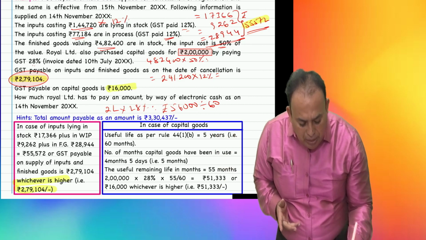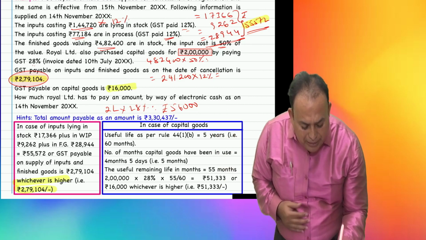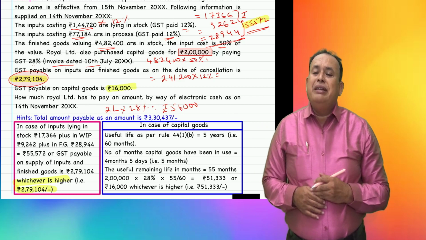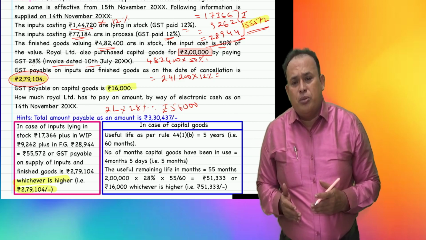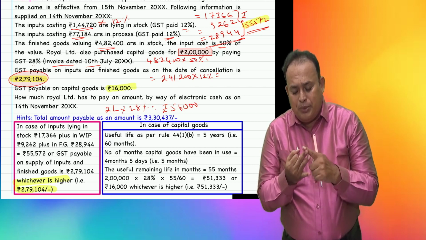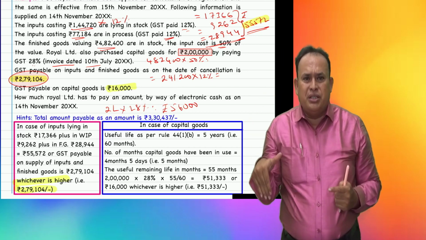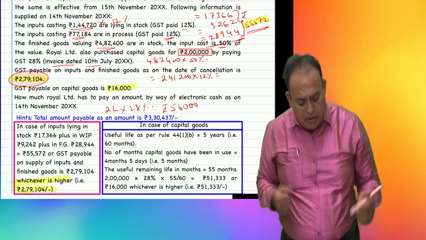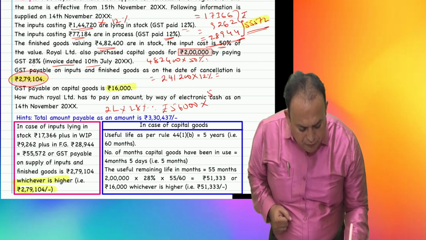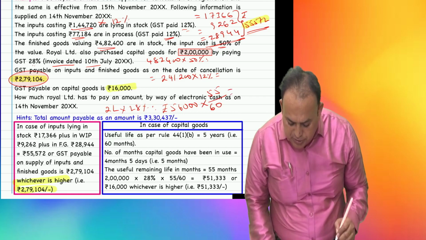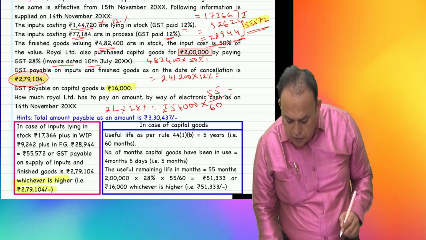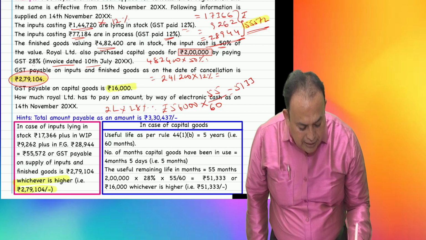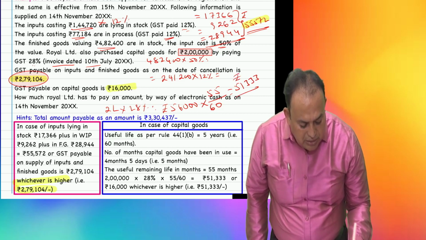Before that, I will multiply by the months remaining. How many months have they used so far? The invoice is dated 10th July, when they purchased. They cancel the registration on 15th November. That means July, August, September, October, November: 5 months used. Balance out of 60, how many months are left? 55 months credit is not allowed. So 56,000 multiplied by 55 months divided by 60 months comes to 51,333. This much credit is not allowed.